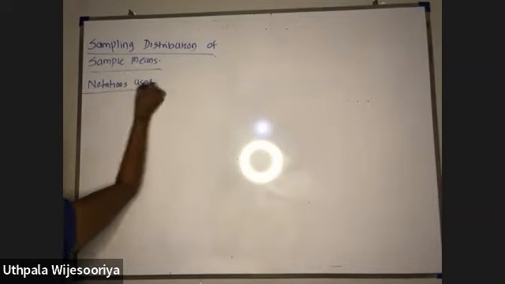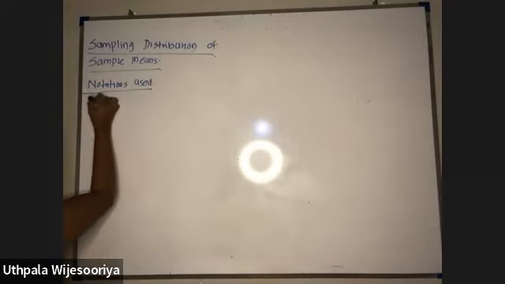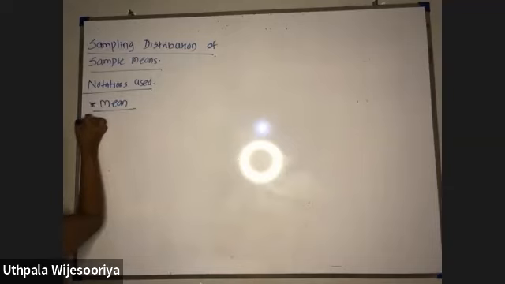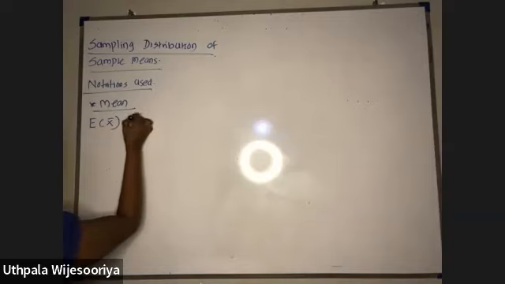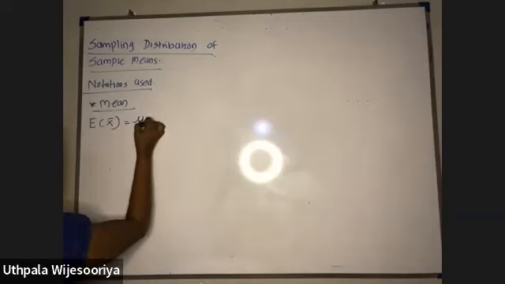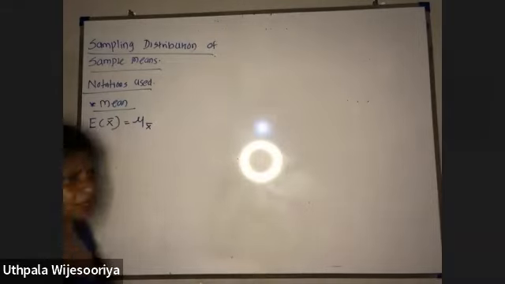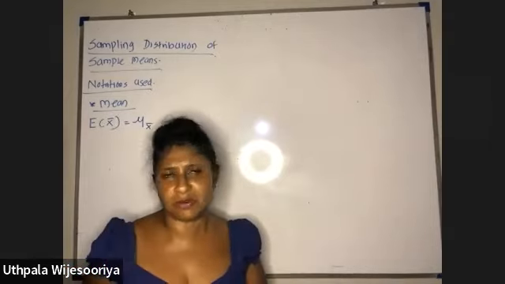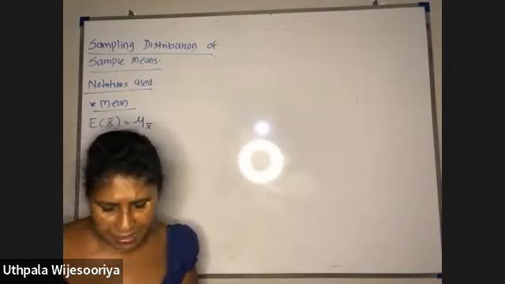So what is the mean of the sampling distribution of sample means? The mean, that is the expected value. So E(X bar), the expected value of the sampling distribution of sample means, we denote as mu X bar. This is just a notation. Learn everything properly, once you are dealing with all these sampling distributions.